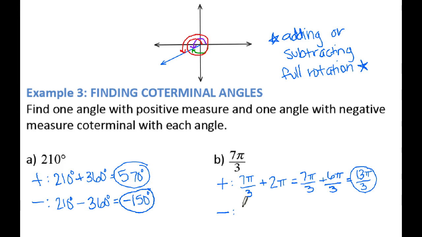For the negative coterminal angle, I'm taking 7 pi over 3 and I'm subtracting a full rotation. 7 pi over 3 minus 2 pi is going to leave you with 1 pi over 3. Now this isn't actually negative, this is a positive coterminal angle. So we have 13 pi over 3 as a positive coterminal angle. We also have pi over 3 as a positive coterminal angle. Now we wanted to find a negative coterminal angle, so I'm going to go ahead and subtract another full rotation. So pi over 3 minus 2 pi is going to give me negative 5 pi over 3.